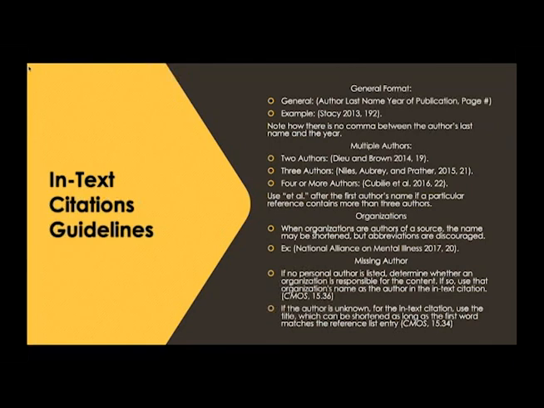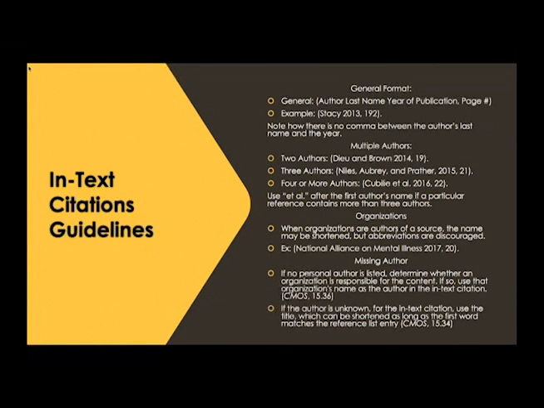You might find yourself on an official government or nonprofit website and needing to cite an organization. When organizations are authors of a source, the name may be shortened, but abbreviations are discouraged. So your best bet is to write out the full name of the organization. An example is National Alliance on Mental Illness.